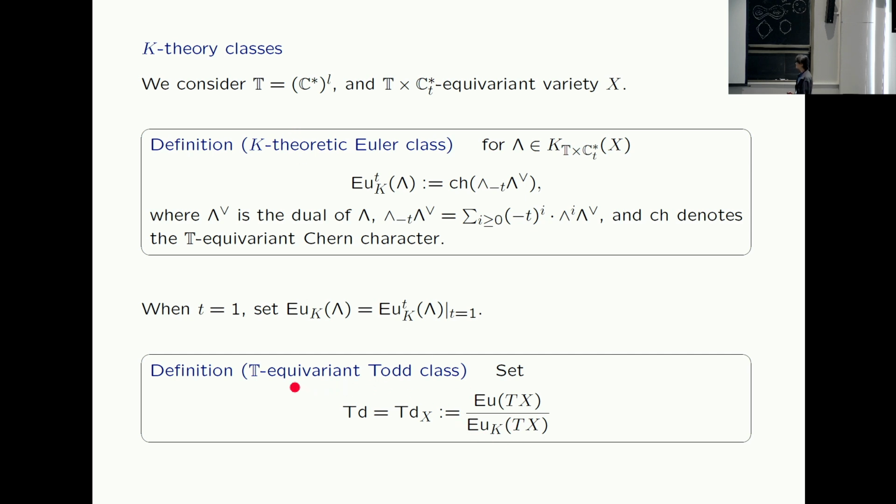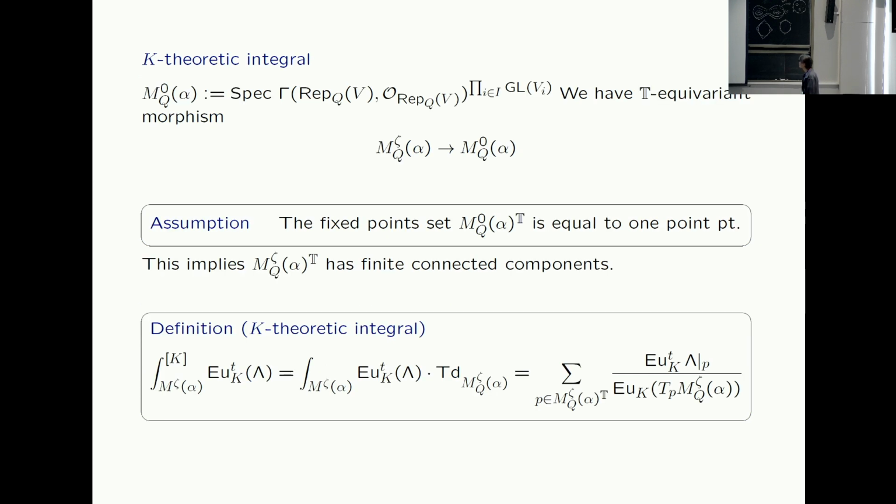So when we substitute t equal to 1, we get the usual Euler number. Then the T-equivariant Euler class is defined as follows. So the K-theoretic integral is defined in this way.